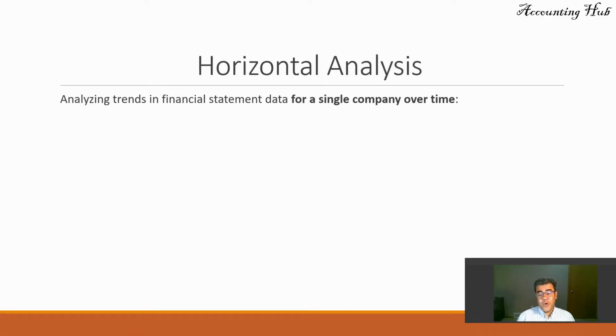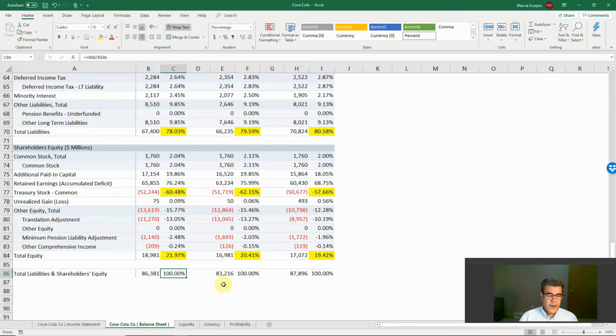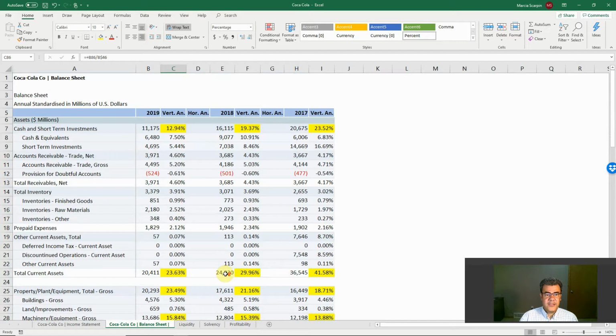And what about horizontal analysis? Analyzing trends in financial statement data for a single company over time based on the behavior when we compare years. So, okay, how much increase or decrease over time? Current year less prior year divided by prior year. So let's do here on the balance sheet. Let's start with the balance sheet.